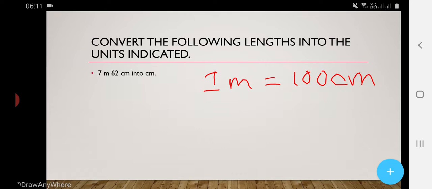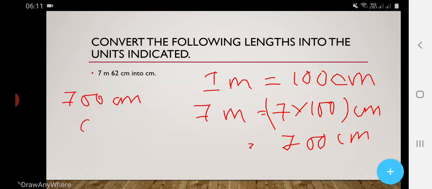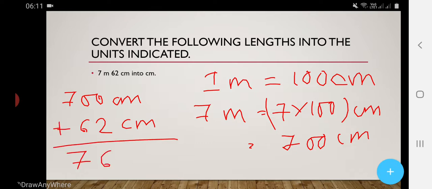Here, 7 meter is equal to 7 into 100 centimeter, which is equal to 700 centimeter. So 7 meters is 700 centimeter plus 62 centimeter. So what should be the summation? 762 centimeter. This is the answer.